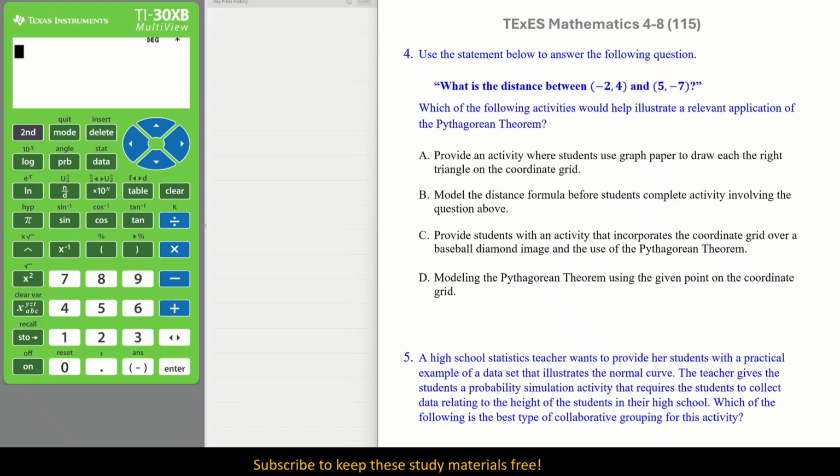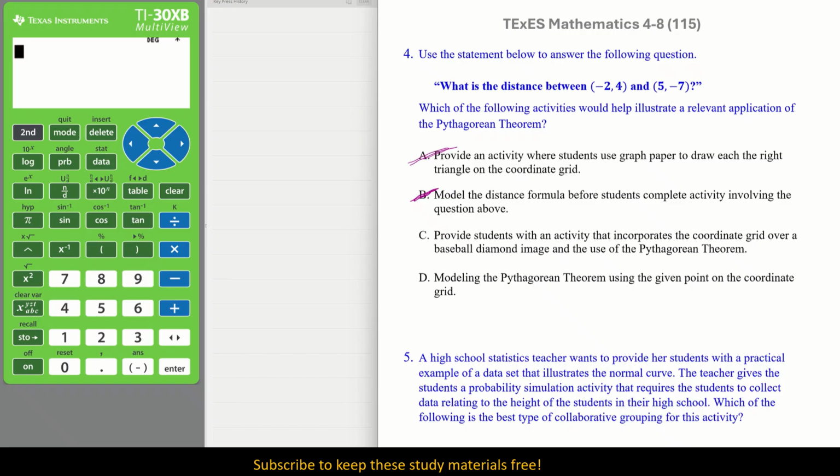Okay. A, provide an activity where students use graph papers to draw. No, we do that all the time. They get so much of that. There's all kinds of treasure hunts and things we've got out there as educators. So that's not going to help. B, model the distance formula before students complete activity involving the question above. No, that is just connecting one formula to another formula. So that's not going to help with real world relevance.